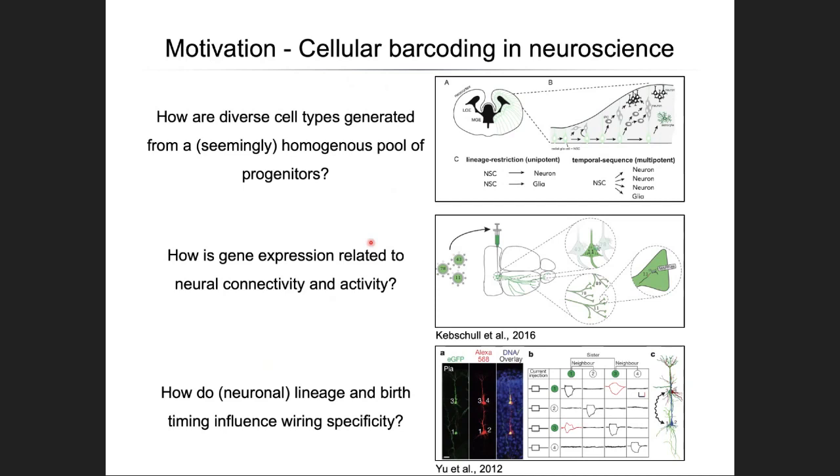And I think these cellular barcoding approaches in neuroscience can be very powerful, and I think there are like three very big areas where this can contribute. I think what most people study is, of course, how diverse cell types are generated from a very homogeneous pool of progenitor cells. I think what's really interesting too is to relate gene expression to neuronal connectivity and ultimately activity and behavior. And I think what's also really interesting is to study how neuron lineage and birth timing influence ultimately wiring specificity. And I think lineage tracing or clonal tracking coupled to RNA-seq is very powerful in that area because we don't really have a good understanding of the molecular mechanisms underlying this.